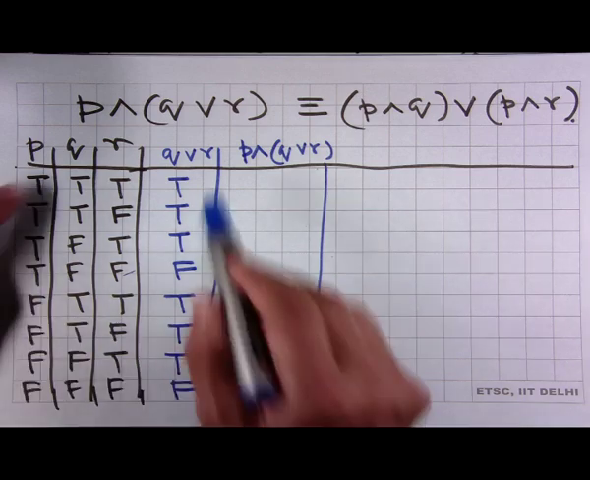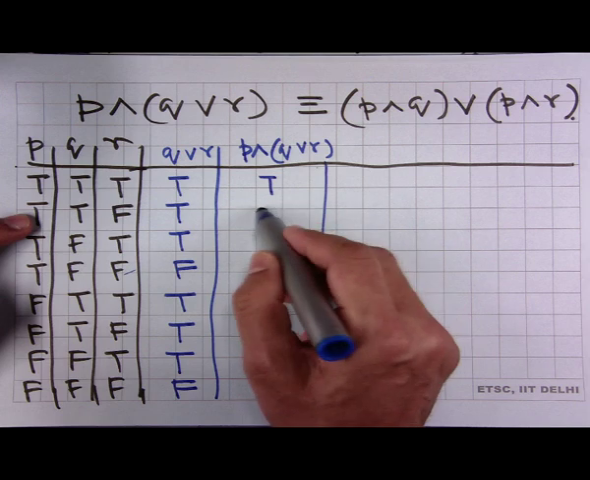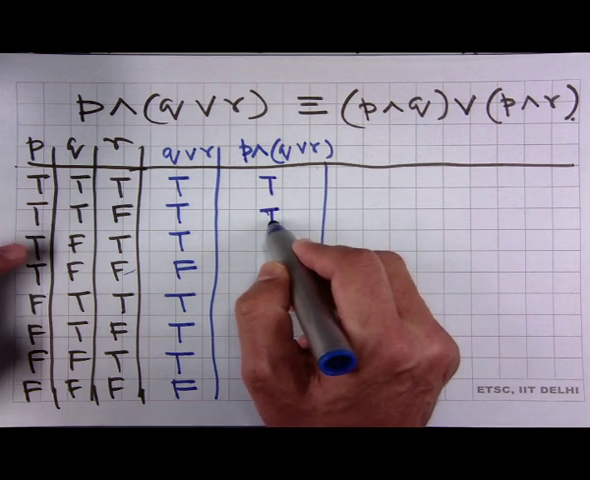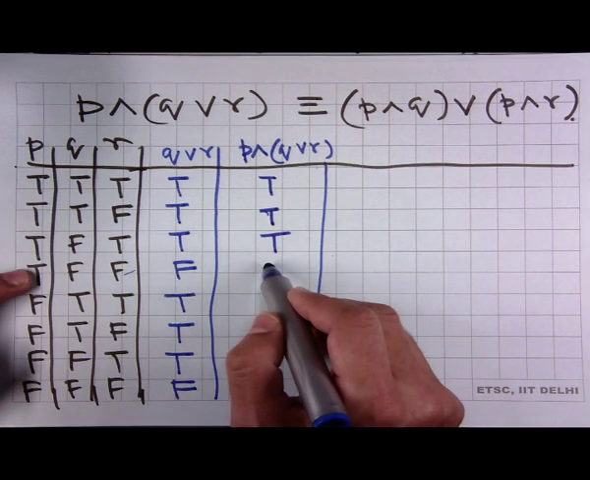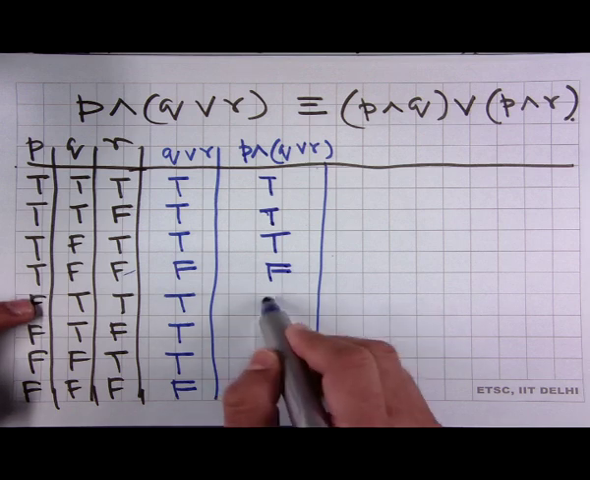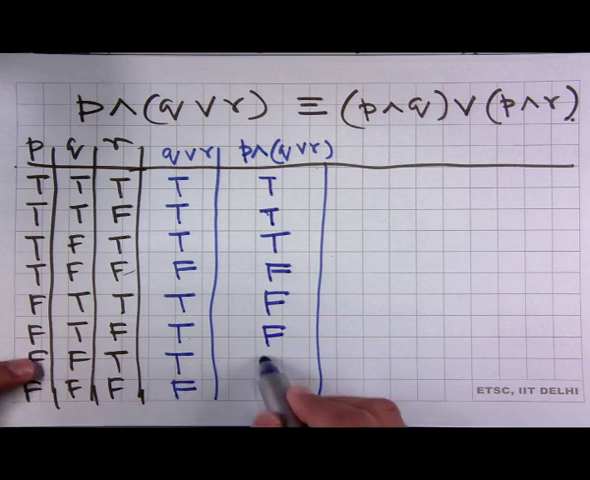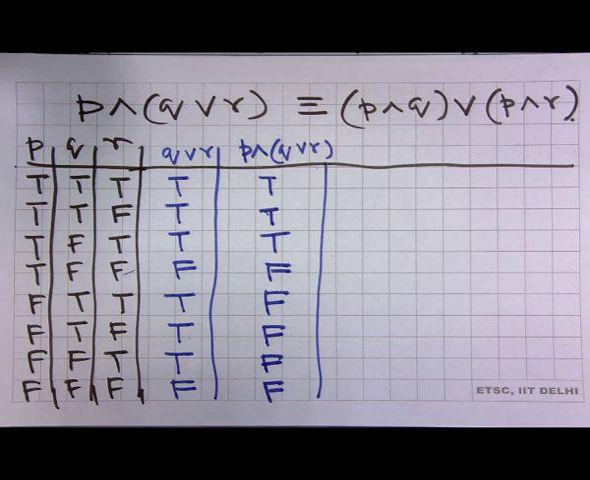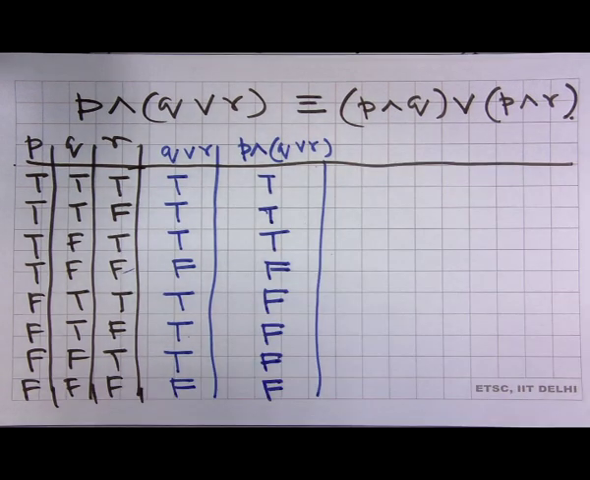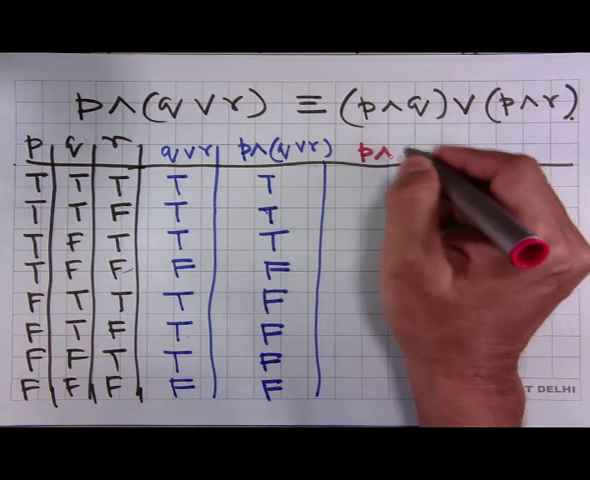Therefore, T and T is T, T and T is T, T and T is T, T and F is F, F and T is F, F and T is F, F and T is F, and F and F is F. What about P and R, or say P and Q?